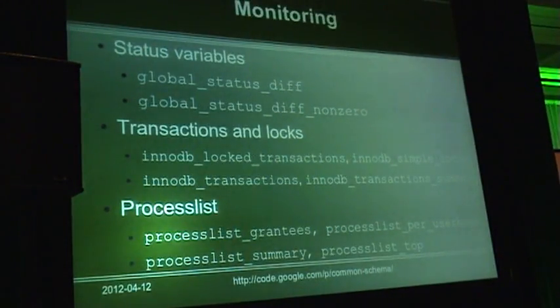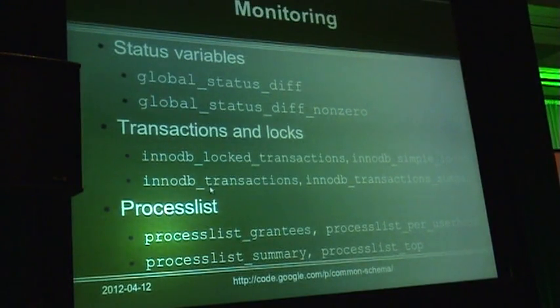Okay, so what can you do with Common Schema? One of the things you can do with it is monitoring. You can use it to monitor global status variables. There are utility views in there which do not simply get the values of the status variables, but actually compute a difference over a 10-second time interval. This is a very useful utility for quickly monitoring what's going on in your server right now.